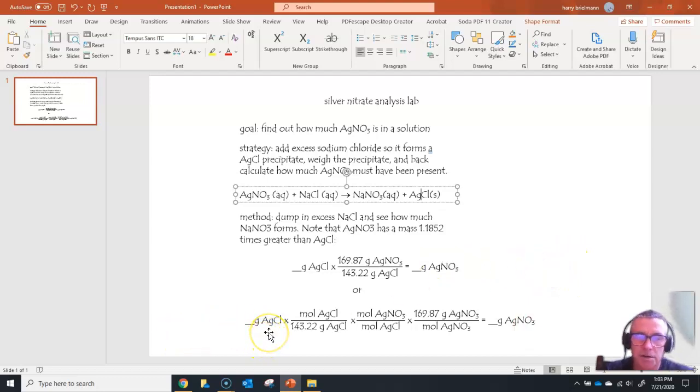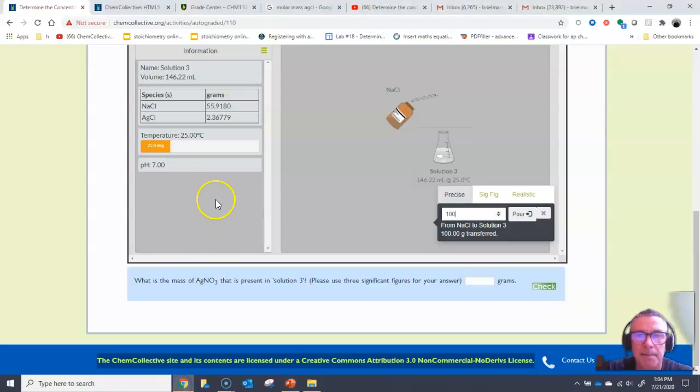So say you started with 10 grams of silver chloride that was formed, for every 143 grams per mole, that would be 10 over 143 in terms of moles, and for every mole of silver chloride, you form a mole of silver nitrate, and for every mole of silver nitrate, it weighs that much. Take a look at that and convince yourself that's the same thing as just multiplying it by 1.185, right? And so that's what I'm going to do when I go back here. I'm going to go back to the lab, and it says it formed 2.36779. I guess I'll use all of those numbers.